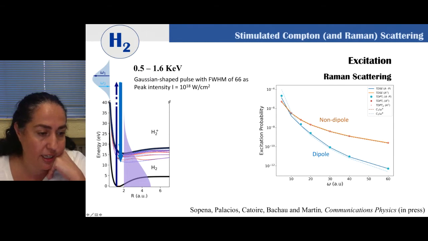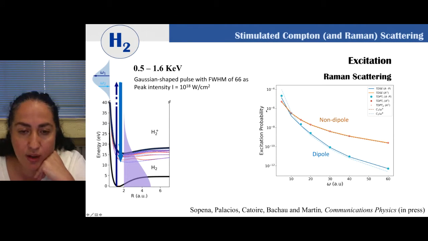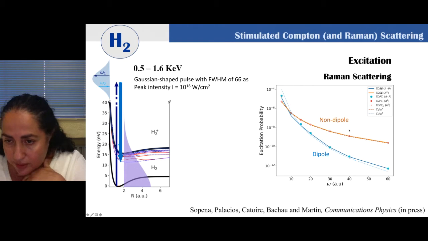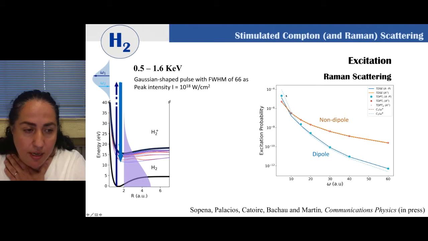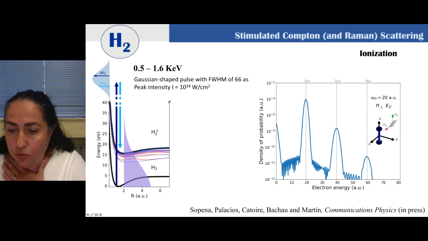So we look at the excitation into these states by using a very short pulse. We use a Gaussian shaped pulse and a relatively high intensity. And we look at what the excitation probabilities for the full molecule are as a function of photon energy. We can see that at very low photon energies, the dipole approximation could still do a good job, but very quickly the non-dipole terms take over, and they are necessary in order to properly represent this Raman scattering or these excitation probabilities.